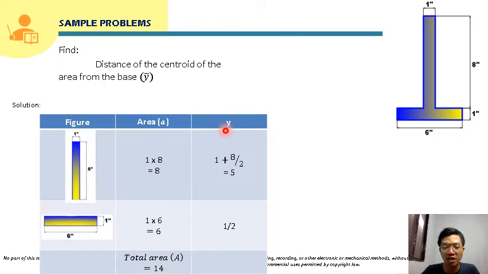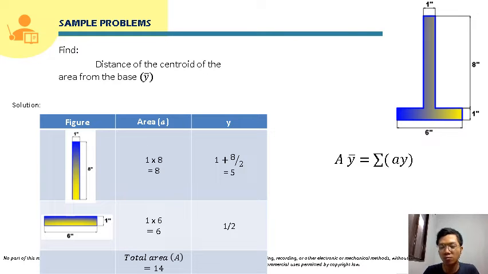Now for the y coordinate for this rectangle, the centroid of this rectangle will be at the center. So this point, its y coordinate will be this distance from the reference axis, which is at the base. So this will be 4 plus 1. Okay, so that will be 4 plus half of 8. So half of 8 is 4. Okay, so that will be 5. Now for this rectangle, its y coordinate from the base will just be 1/2. So solving for the total area, that will be 8 plus 6, so that will be 14.